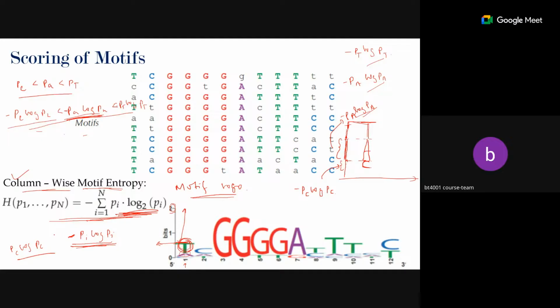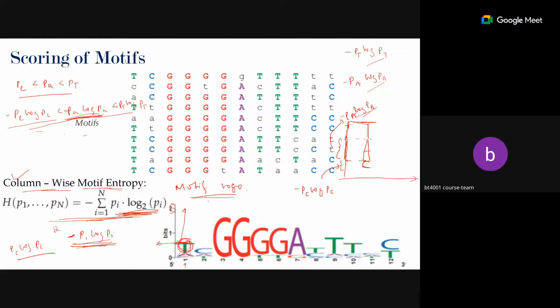Okay, 2 minus this particular value is giving us the information content. So this is how we compute the motif logo and the motif entropy. It won't be a big headache to compute this. But from this particular chapter, these are the major topics that you should be looking into.